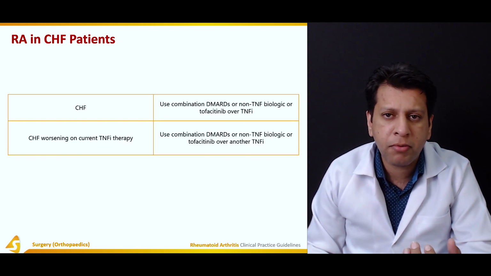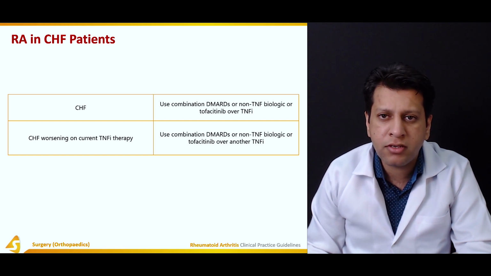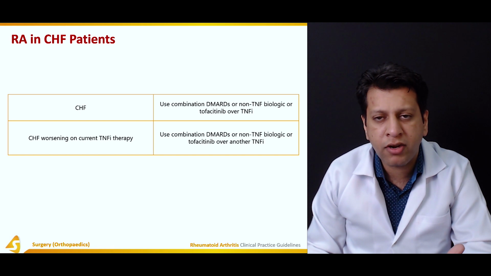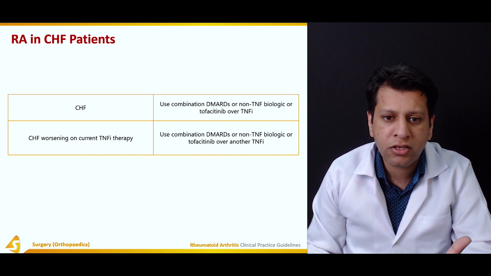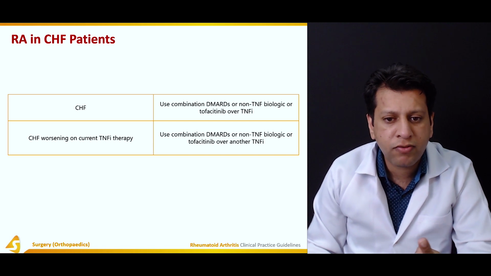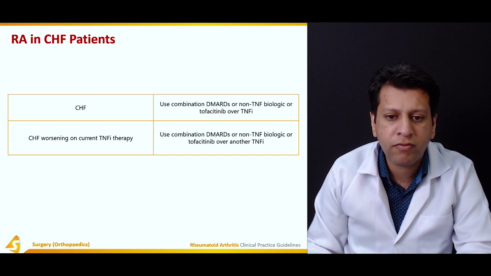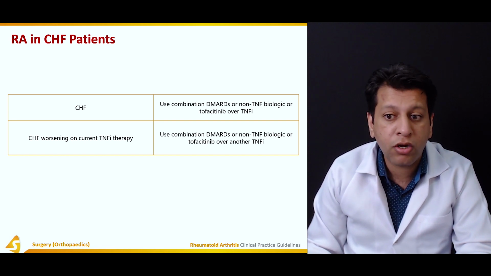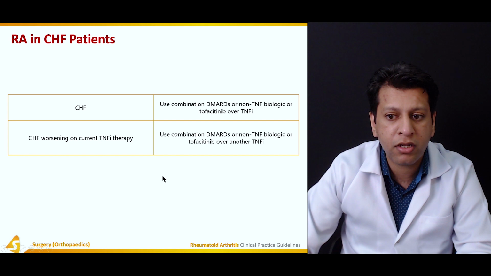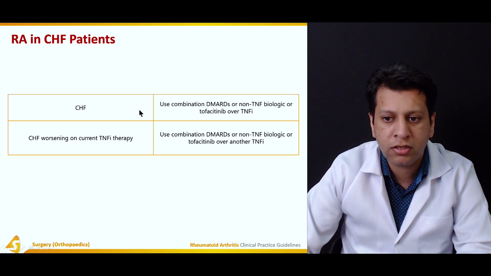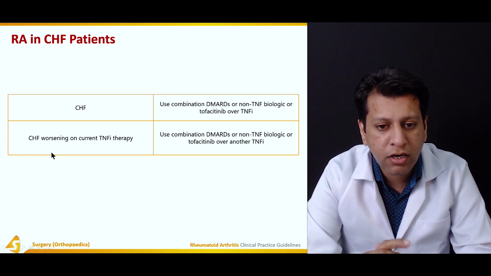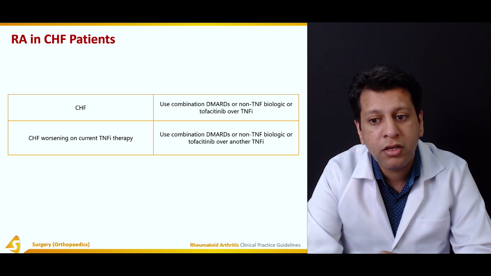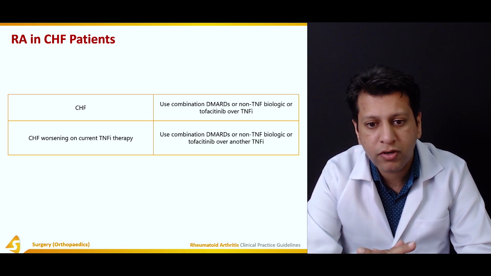In certain patients, for example, a patient with chronic heart failure, Hep B, CLD, or a patient with myeloproliferative disorders and tumors, these are high risk patients or special populations. In that case, or in case of CHF, that is congestive heart failure, use combination DMARDs, a non-TNF biologic, or tofacitinib over TNF inhibitors. Now that's important because the TNF inhibitors have very high side effects, especially they affect the heart more than other organs. So non-TNF biologics or DMARDs are the ideal choice. In case of congestive heart failure worsening on current TNF inhibitor therapy, then you have to switch to non-TNF or use other DMARDs.